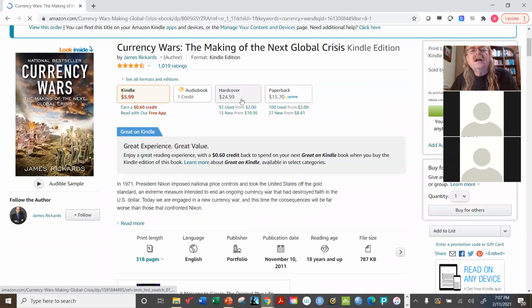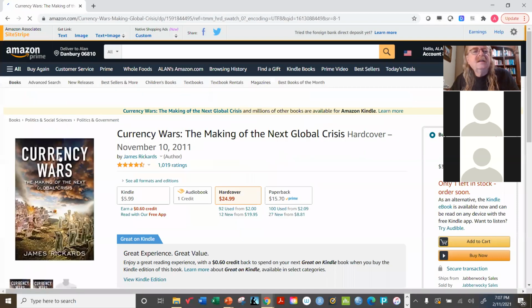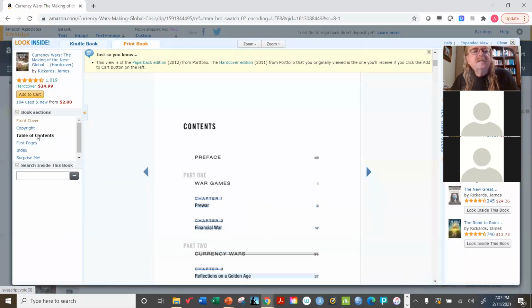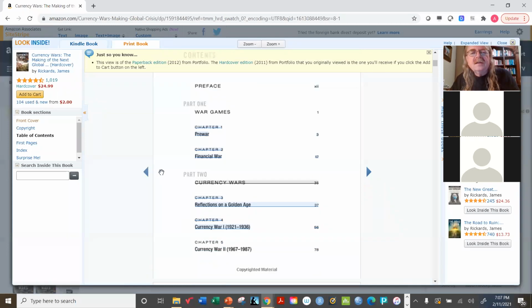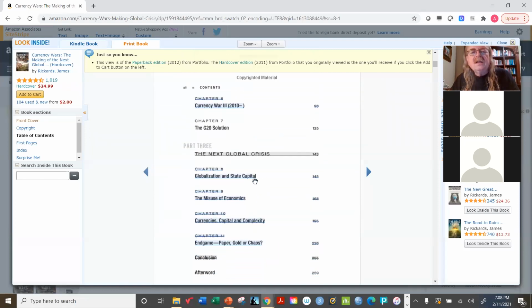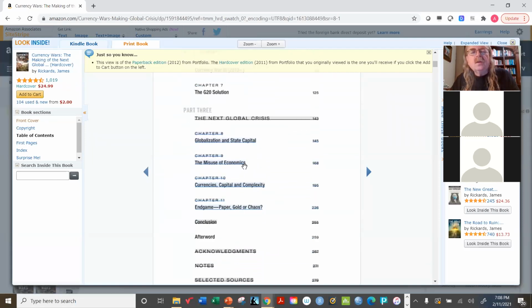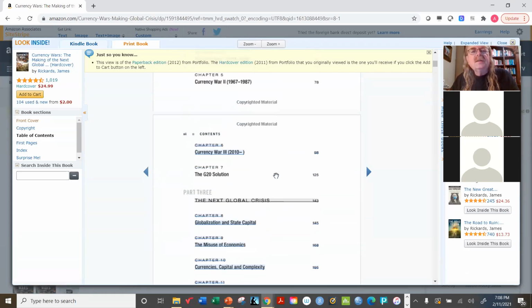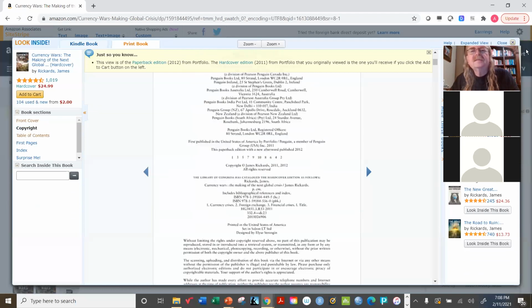Let's see if I can look at the contents in the hardcover version. No, it's too old, I guess. But oh yeah, no, it's fine. Okay, here we go. So you can see that it's all about different currency events, like in between World War I and II, and the post-World War II world, and the G20, and all these other wonderful examples of international finance throughout history, which I'm sure you will find very interesting.